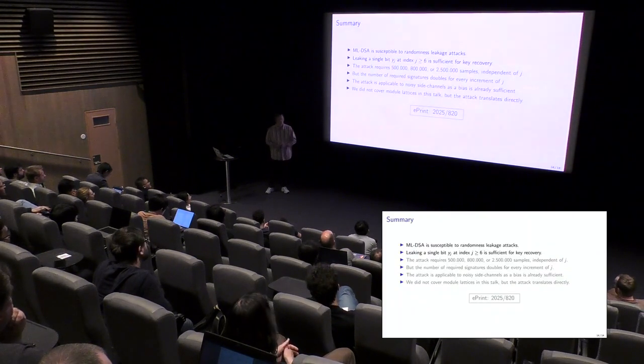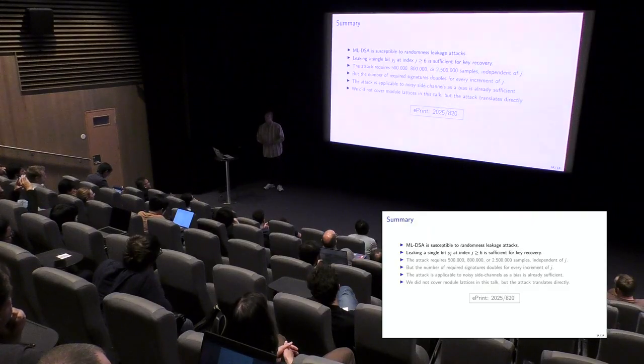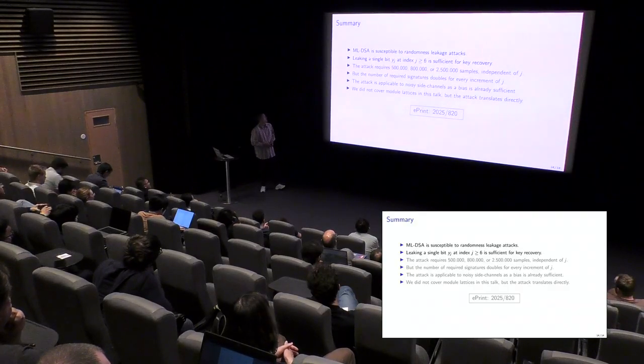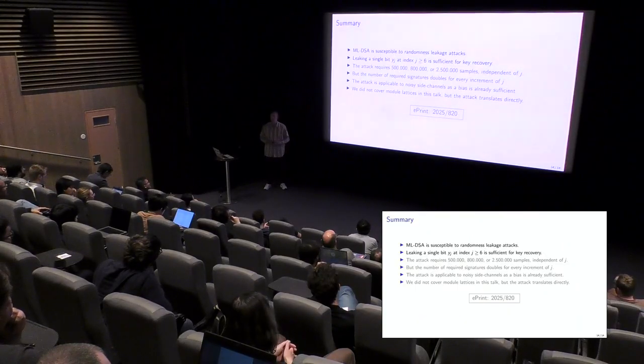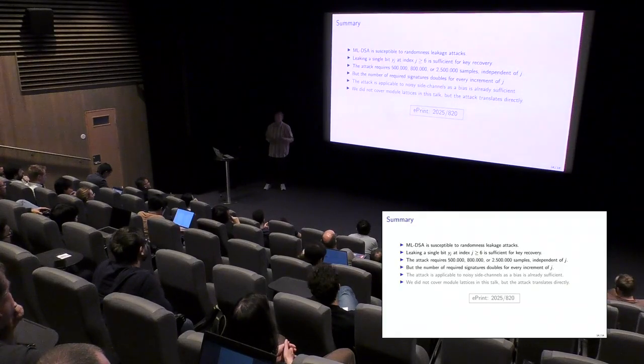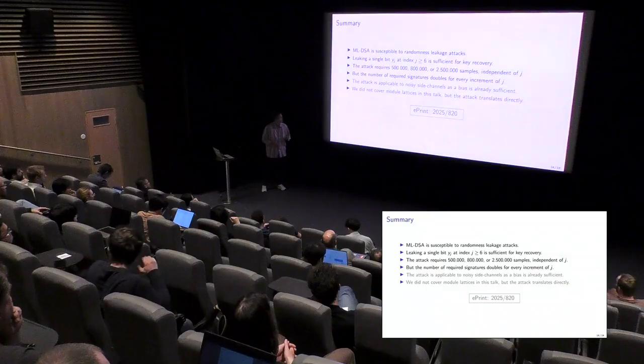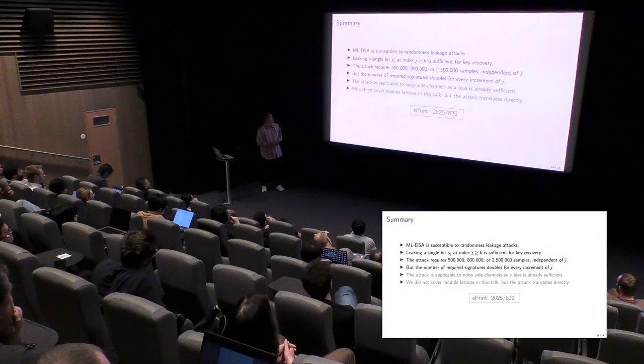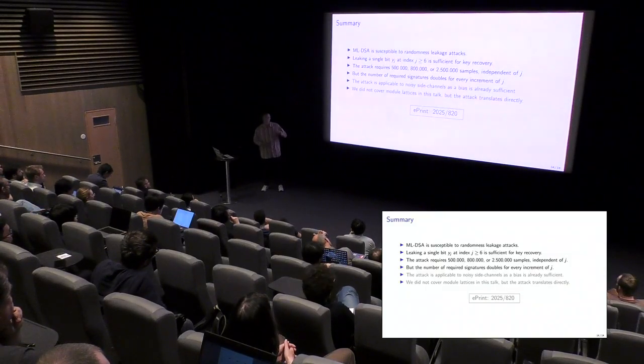So let's summarize. The new lattice signature standard MLDSA is susceptible to randomness leakage attacks. Leaking a single bit for many signatures is sufficient to recover the secret key. Our attack requires 500,000, 800,000, or 2.5 million informative samples, depending on the parameter setting. And to get this number of informative samples for every increment of the leakage index, more signatures need to be looked at, but in the end, the same number is extracted.